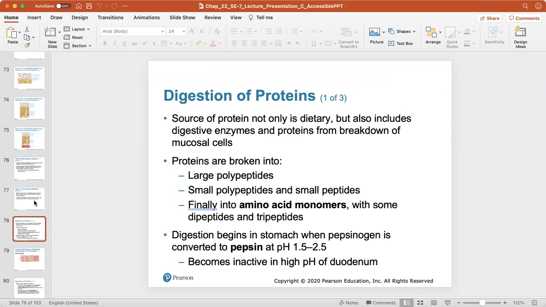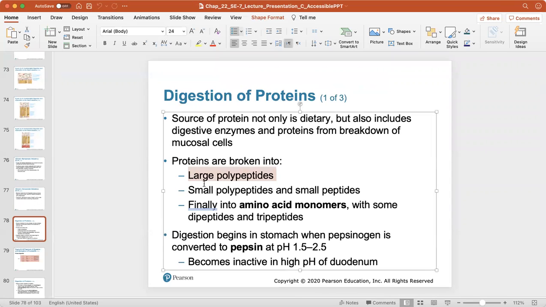Then, how are proteins digested? So the source of protein is not only dietary, but also includes digestive enzymes and proteins from the breakdown of mucosal cells. So proteins are broken into large polypeptides, small polypeptides, and small peptides, and finally into an amino acid monomer. The digestion begins in the stomach when pepsinogen is converted into pepsin at an extremely acidic pH, and it will become inactive in the high pH of the duodenum.